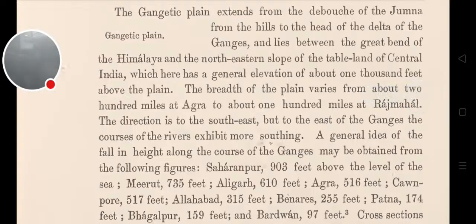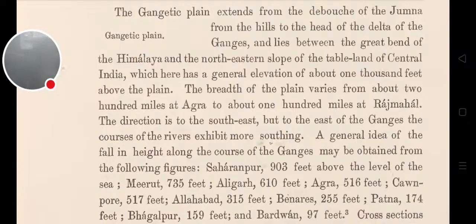The Gangetic Plain extends from the debouch of the Jamna from the hills to the head of the delta of the Ganges and lies between the great bend of the Himalaya and the northeastern slope of the tableland of central India, which here has a general elevation of about 1000 feet above the plain. The breadth of the plain varies from about 200 miles at Agra to about 100 miles at Rajmahal.